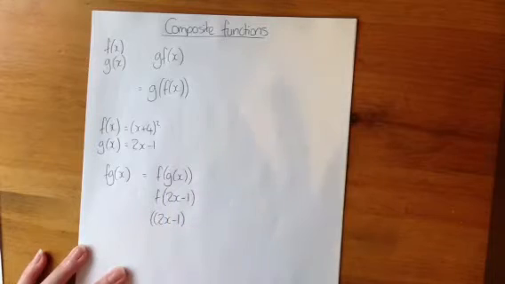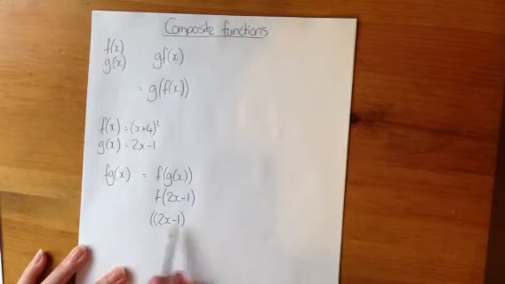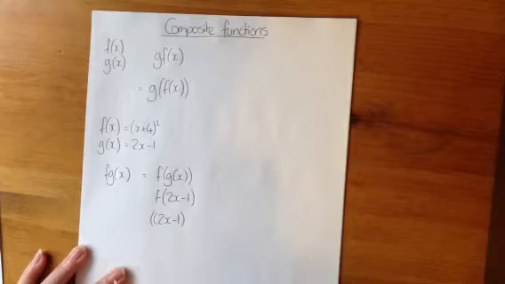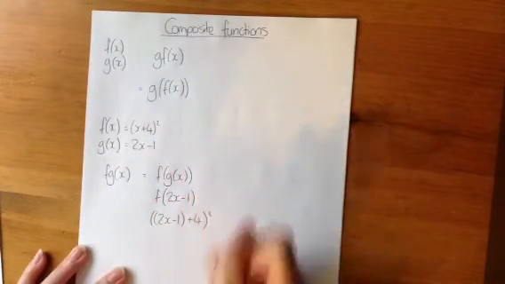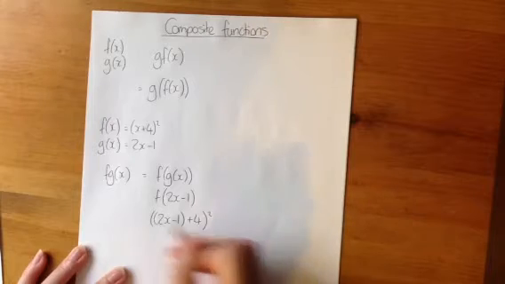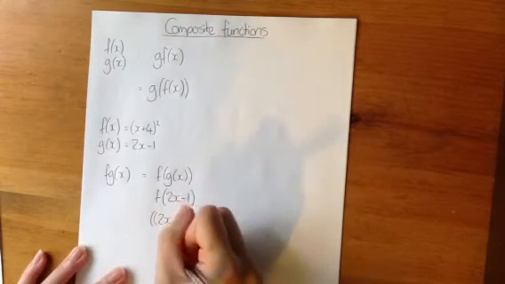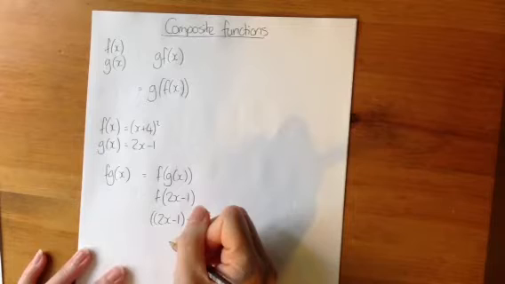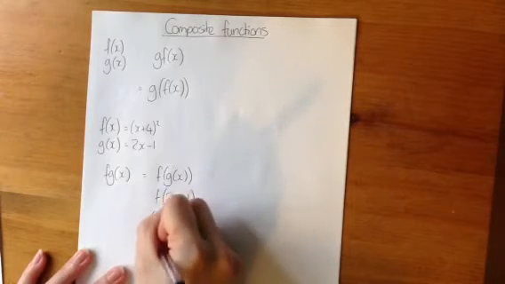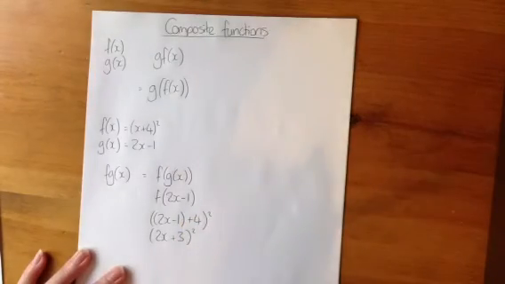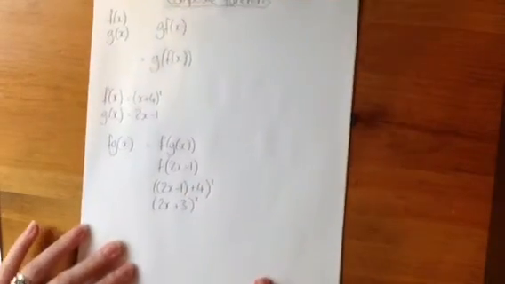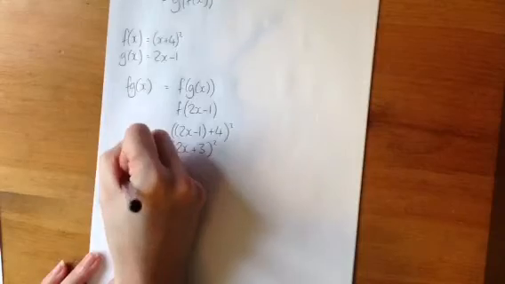So in order to keep from getting confused, it's a good habit to get into to put them inside brackets so that you can check that you're doing the right thing to it. And then I've still got plus 4 all squared. So if I were to mess about with that a little bit, I would end up with 2x plus 3 squared.